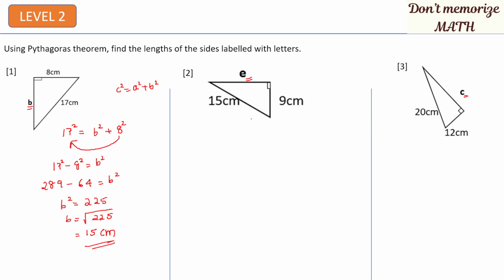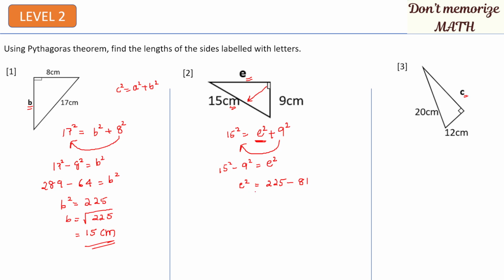So the next one, opposite of 90 degrees, hypotenuse. So hypotenuse is 15. So 15 square equal to e square plus 9 square. So we need to find the value of e. So keep the e here, move plus 9 square to left side. So plus will become minus. So 15 square minus 9 square is equal to e square. Okay. So e square equal to 15 square is 225 minus 9 square is 81.